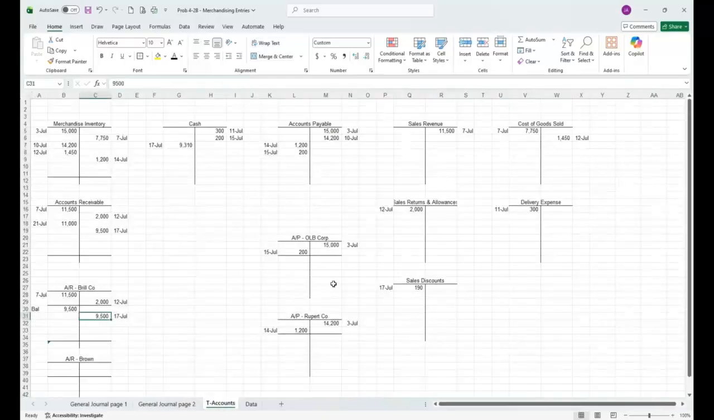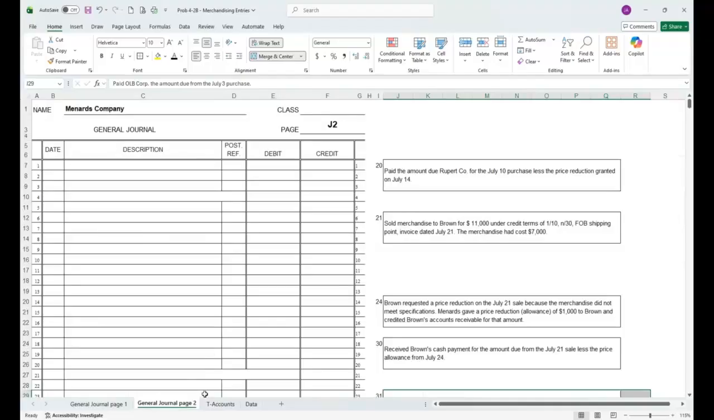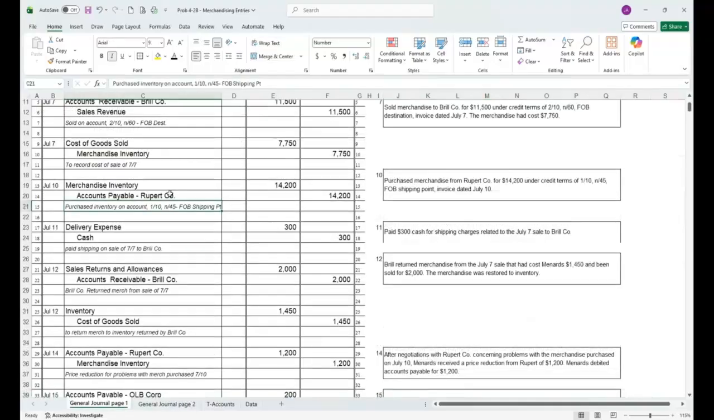And Rupert Company, let's just see what their balance is. Their balance is $13,000. We purchased $14,200, and we got a credit issued to us, a discount issued to us of $1,200. You can see it here. We purchased $14,200 from them, and here we debited them for the $1,200 because of a price reduction.